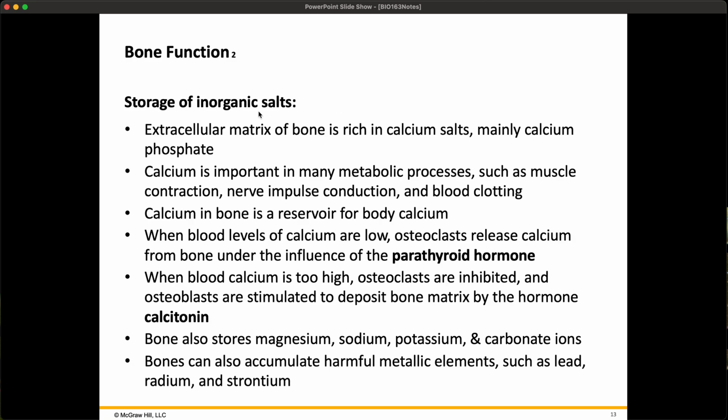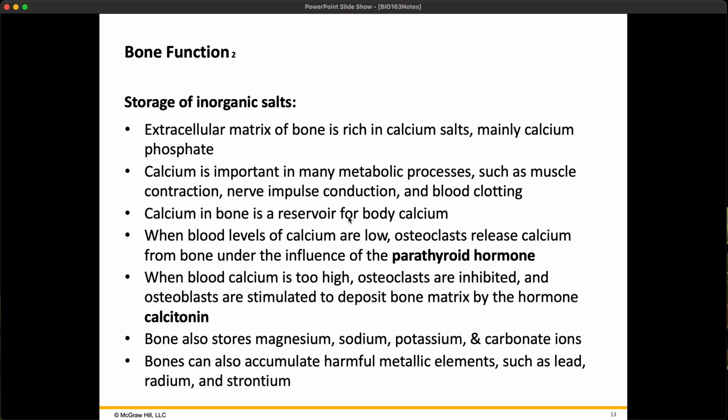Okay, we said bones act as a storage of inorganic salts, of inorganic elements. So that extracellular matrix, that hard ground substance of bone, is rich in calcium salts, that calcium phosphate. Calcium is very important in a lot of our metabolic processes for your nervous system function, your muscle system function, blood clotting, as it says. And so our bodies co-evolved this need for calcium with this great way of being able to store it and use it as bone tissue. And so it acts as a reservoir for body calcium.